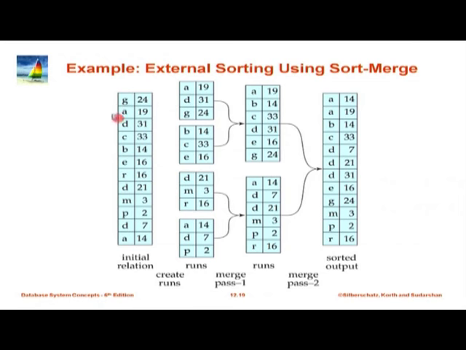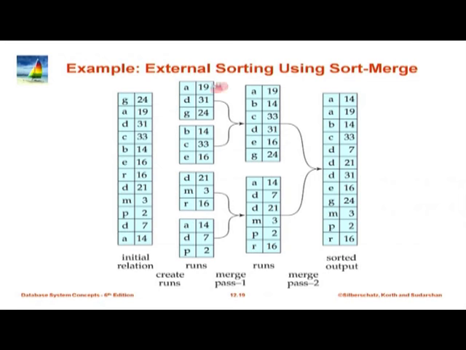So I can read in 3 records from the relation into memory, and I'm going to do an in-memory sort. So what do I get? The first 3 records were G, A, D. I read them into memory and sort them. What do I get? A, D, G.